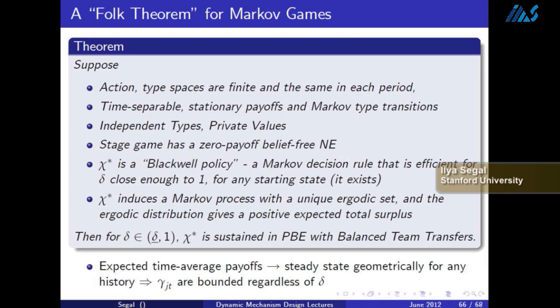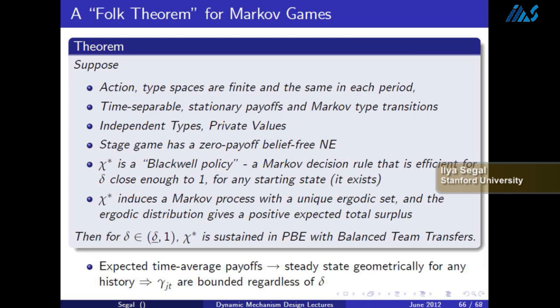And so the assumption, though, that we make is that this policy chi star induces a Markov process with a unique ergodic set. Okay, so that no matter where you start, you will end up, eventually, that's the intuition, what's an ergodic set? You will end up in the set of states in which you will cycle, and the probability distribution of where you are will not depend in the limit on where you started. Okay, and so you get this. This is called the ergodic distribution. The assumption that we do make is that it gives you a positive expected total surplus, so that there are some gains from cooperation over this belief-free Nash equilibrium.